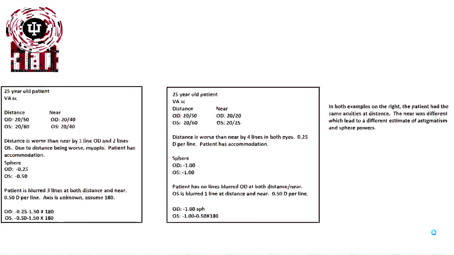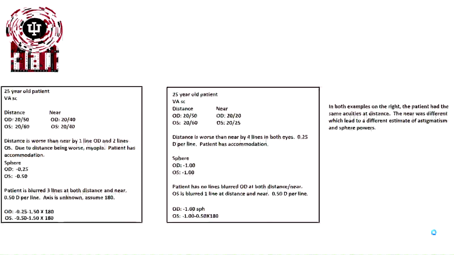Without accommodation, with hyperopia, the near is typically worse than the distance. However, without accommodation, it depends on how much accommodation they have left. If they have a little bit left, they still may be able to clear their distance. Myopia, though, is still distance, and astigmatism affects both, just like before. Let's look at some examples.